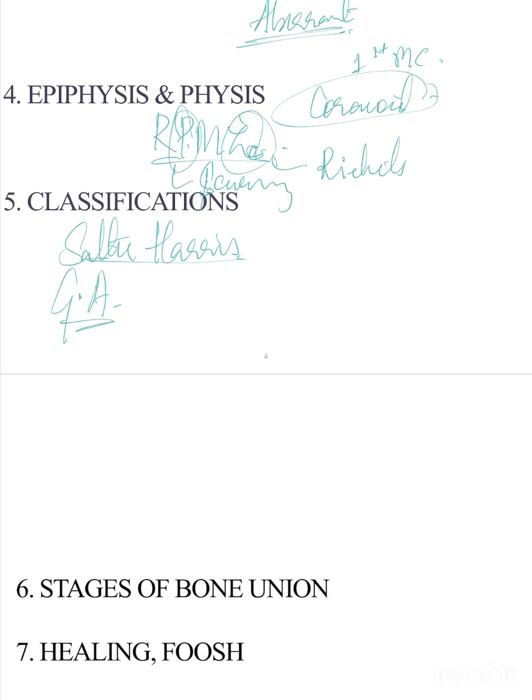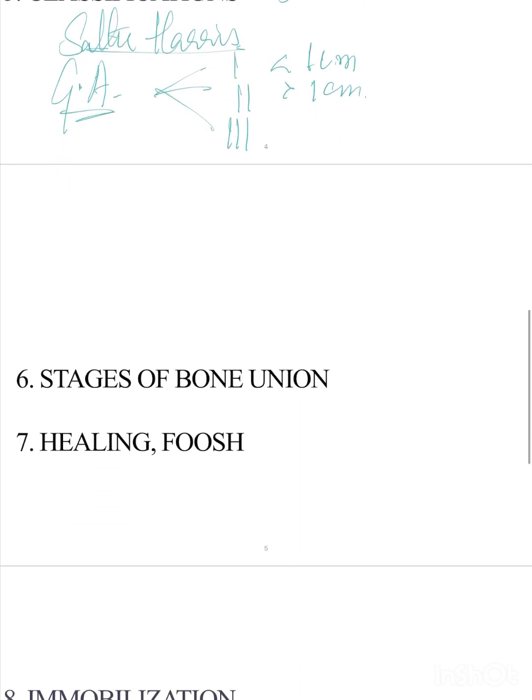So just remember the important cutoff for each of them will be 1 centimeter. Less than 1 centimeter is grade 1, grade 2 will be more than 1 centimeter wound with soft tissue damage. Grade 3 will also have a degree of additional damage, that is comminution, contamination, or segmental fractures. I have already given that, just go through them once. Then you have the stages of bone union.